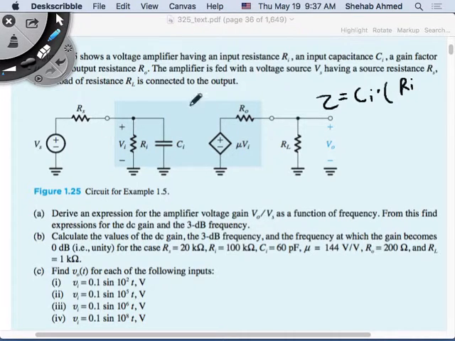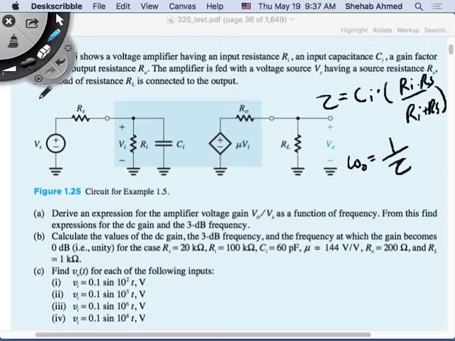No, these two are parallel: Ri and Rs, product over the sum, Ri plus Rs. So this is your time constant. So omega naught is equal to 1 over the time constant. Is this method going to work all the time? Yes, the trick works.